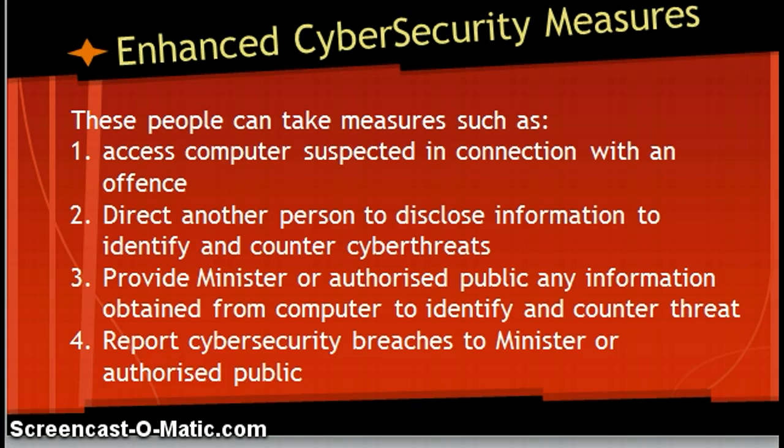Firstly, they can take measures such as to assess computer suspected in connection with an offense. Second is to direct another person to disclose information and identify the counter cyber threats. Thirdly, they can provide minister and other authorized public any information that is obtained from computer to identify and counter these threats. And last but not least, they can report cyber security breaches to minister or authorized public.